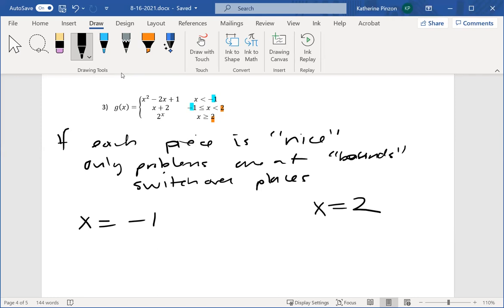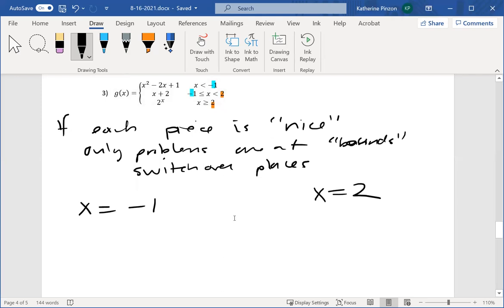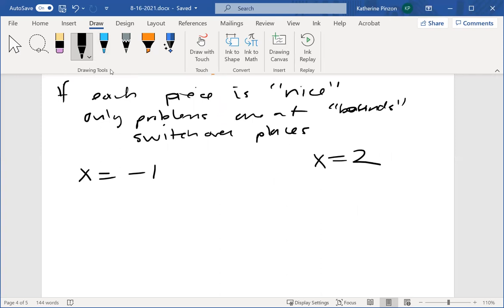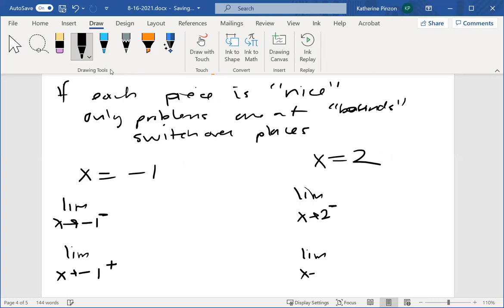If it's broken, meaning if the left side and the right side are not the same, right? The limit doesn't exist if the limit from the left and the limit from the right are not the same. Okay, so what I'm going to do is look at this piecewise function. I'm going to compute the limit as x goes to -1 from the left and the limit as x goes to -1 from the right. I'm going to do the same thing at 2. I'm going to compute the limit as x goes to 2 from the left and the limit as x goes to 2 from the right.